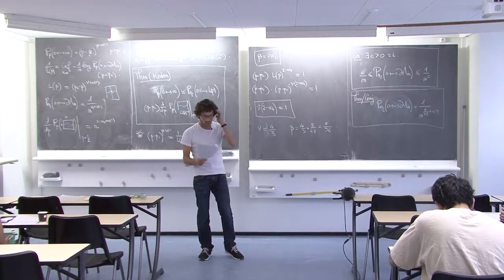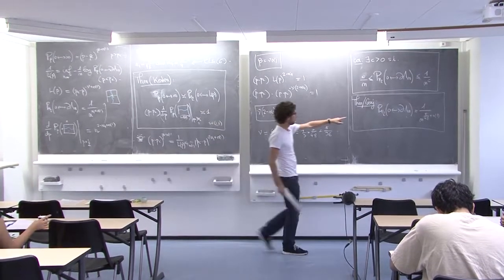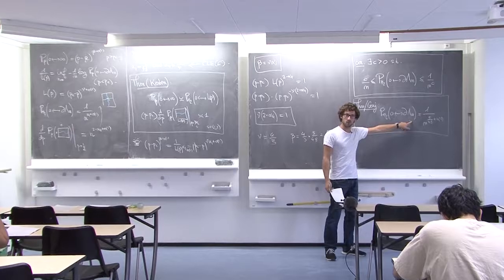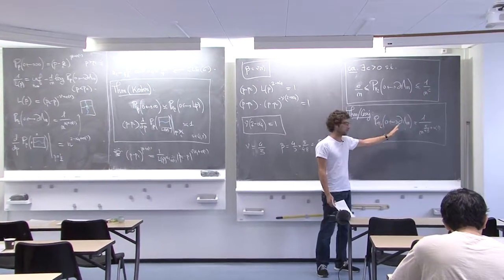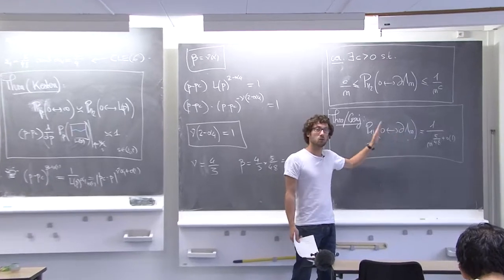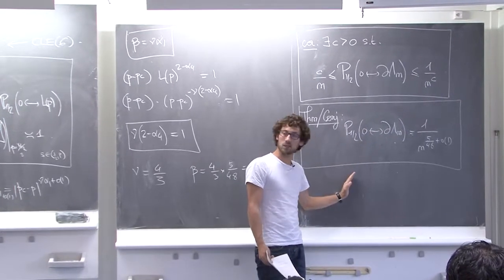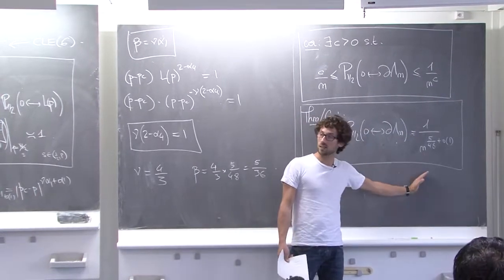But what you can prove is that in fact the probability of 0 connected to the boundary of the box of size n is roughly like the probability of being connected to the boundary of the box of size epsilon n, times the probability that the box of size epsilon n is connected to the box of size n.